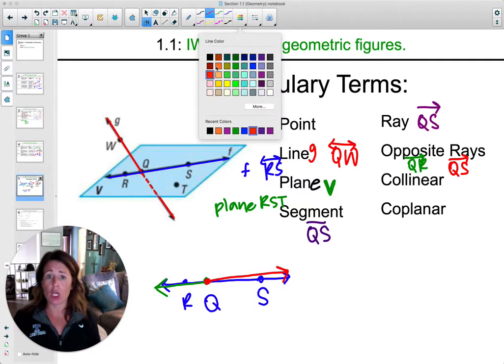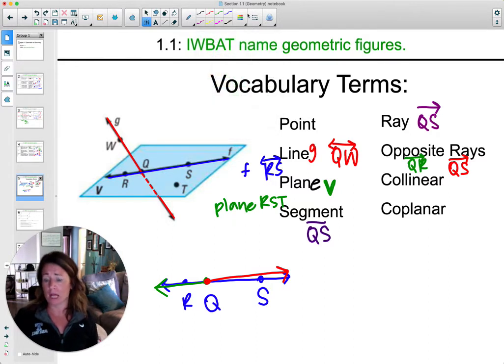Collinear, remember, all on a line. So you see that red and blue line, which one has 3 points on it? Name those. Remember, collinear has to have 3 points. Coplanar has to have 4. Points are labeled with capital letters.